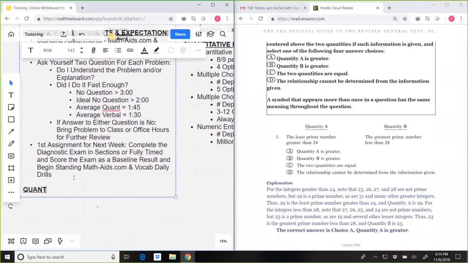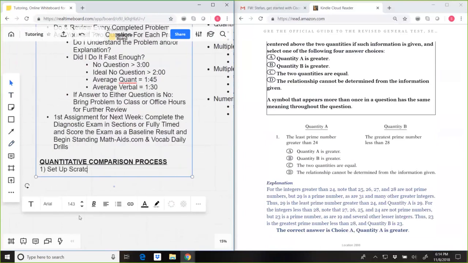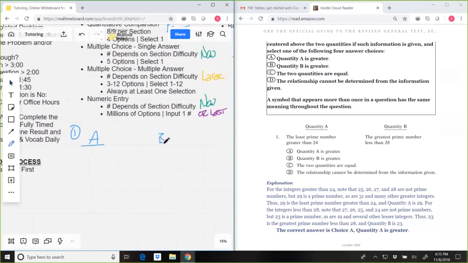So we're going to go ahead and build out on the left-hand side our quantitative comparison process. So step one is going to be to set up your scratch paper. Always have scratch paper with you to best approximate what's going to happen on test day. So you're going to set up your scratch paper, quantities first. So we can do this with the example here. So we've got question one and quantity A and quantity B. And we've got the least prime number that is greater than 24. And then we've got, in quantity B, the greatest prime number that is less than 28.